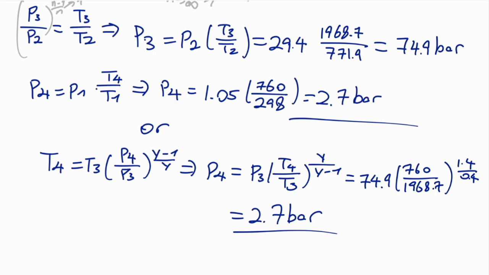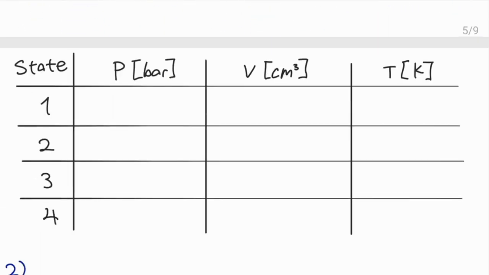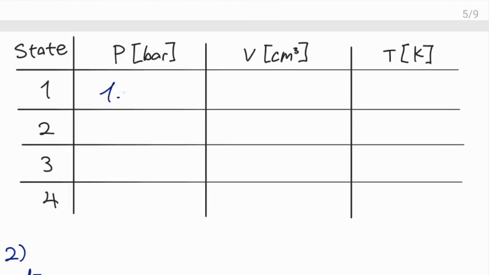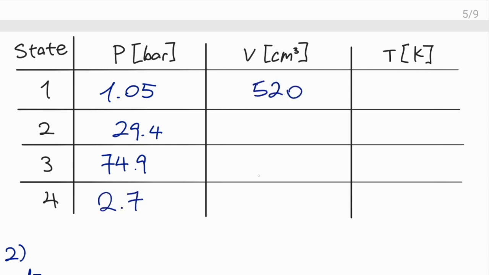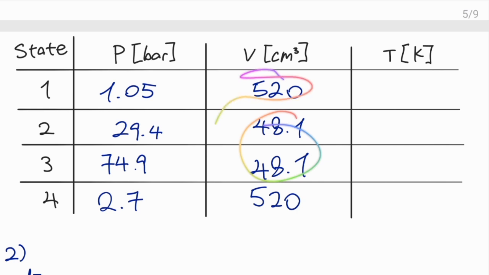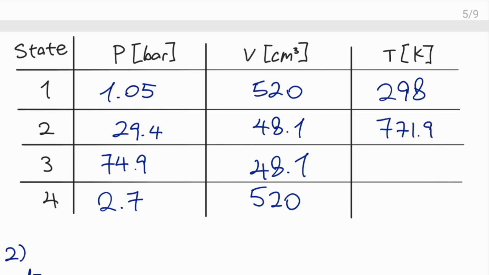So they're exactly identical. Now, if we just copy down all the numbers we got here, we can fill them into this little table. P1 was 1.05 bars, 29.4 bars for P2, P3 is 74.9, and finally P4 is 2.7 bars. V was in cm cubed, 520 for these two, and 48.1 for the other two. If these two don't match and these two don't match and you have an Otto cycle, you know you messed up. Lastly, we have temperature. The first one was given, 298. Then we had 771.9, 1968.7, and finally the last given one was 760 Kelvin.